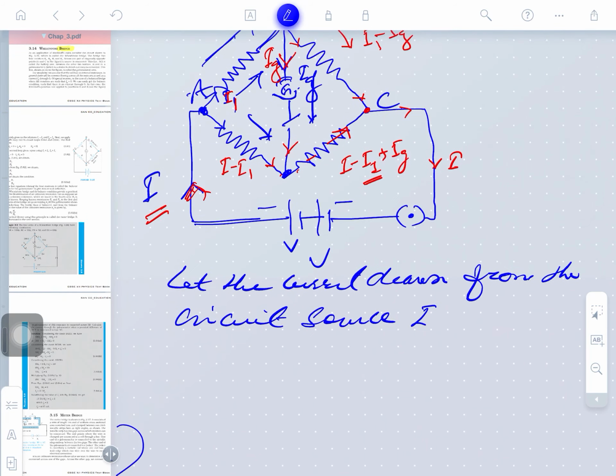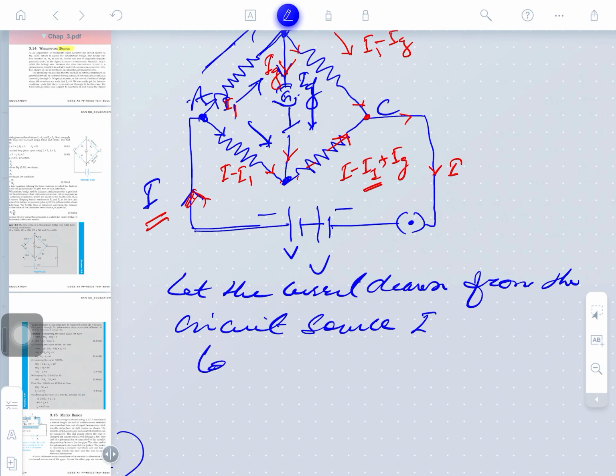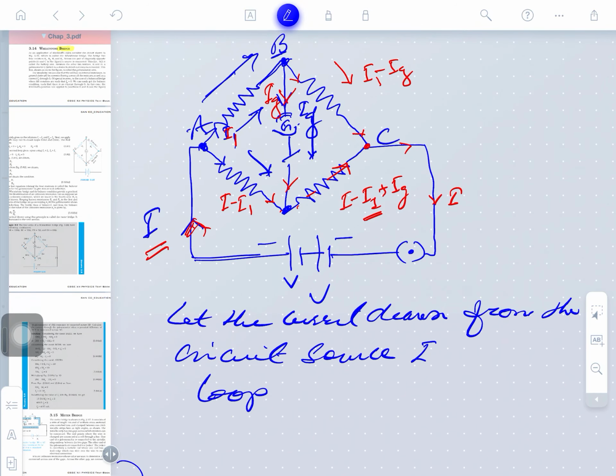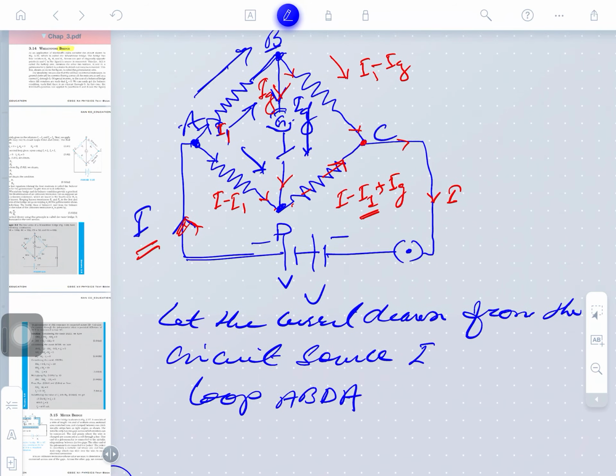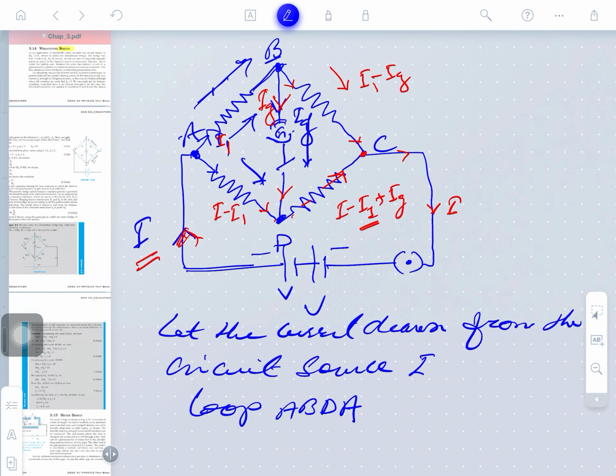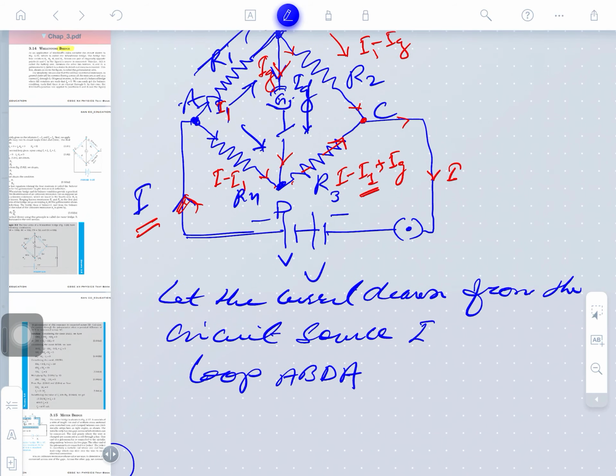As we have shown on the circuit, the solution is very important. So which loop are we taking here? A, B, D, A, the first loop. So A to B is in the direction of current. The name of the resistance can be given as R1, or R2, R3, or R4. So here it will be R1 in the direction of current, I1 into R1.